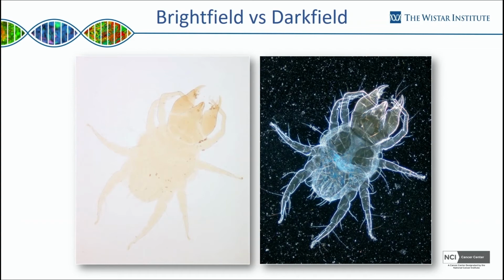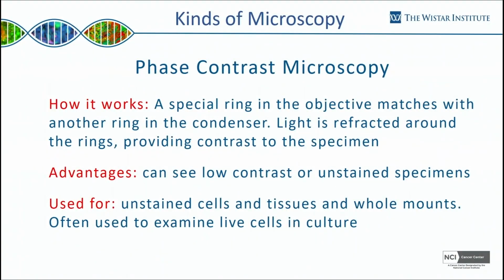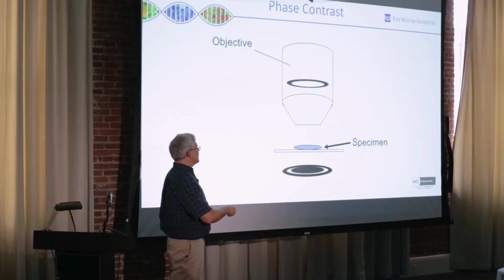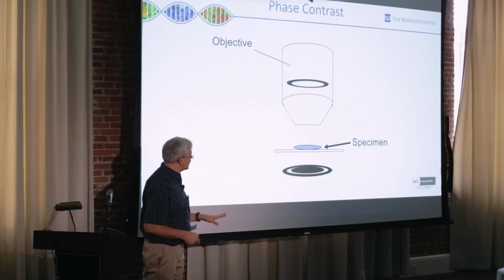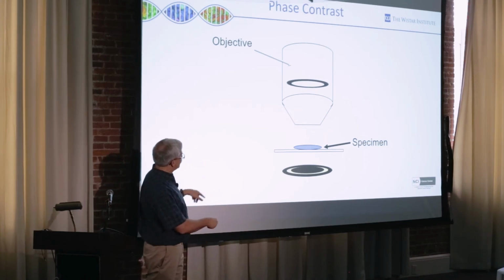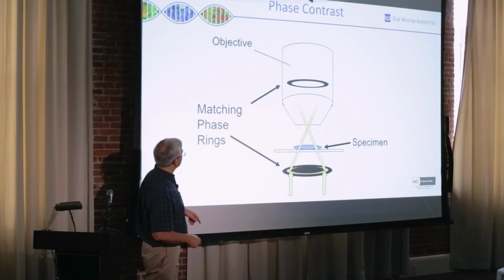All right, what else can we do? We can do phase contrast. You have an objective and your specimen. The thing that makes phase contrast work is that you have 2 stops now. You have one underneath and one above.